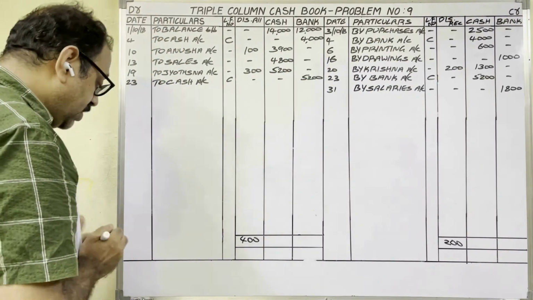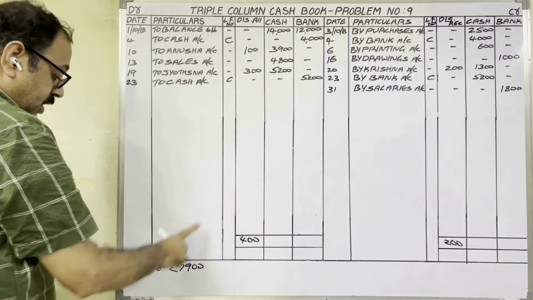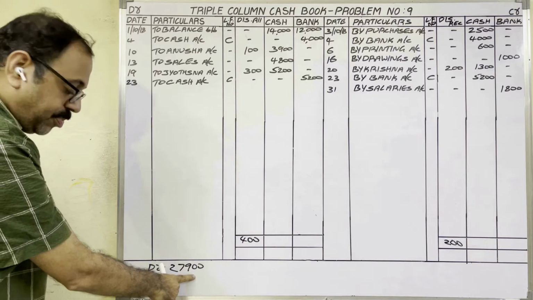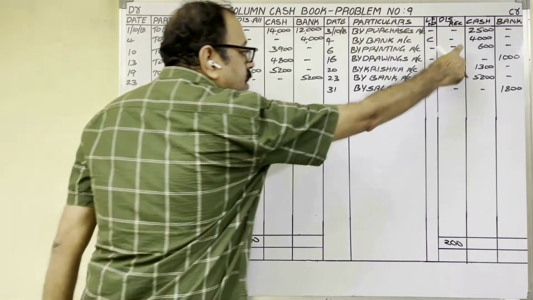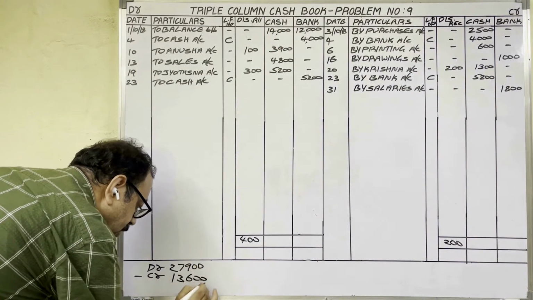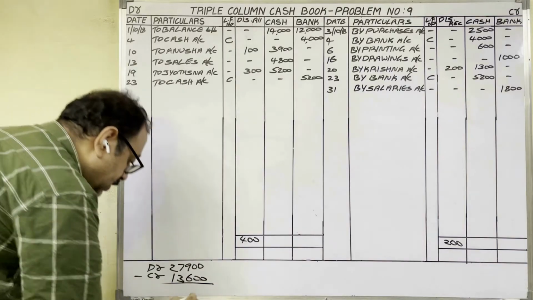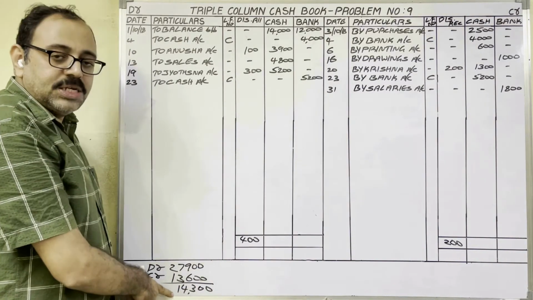In rough notes, first we calculate the debit total. All these amounts total is 27,900 rupees, minus the credit total. These amounts total 13,600 rupees. Then find out the difference: 14,300 rupees. This is the balancing figure.